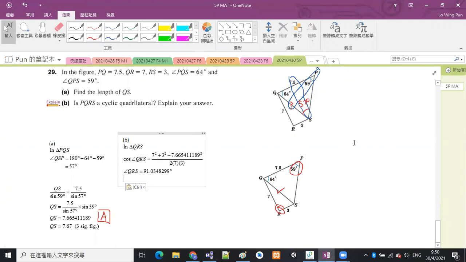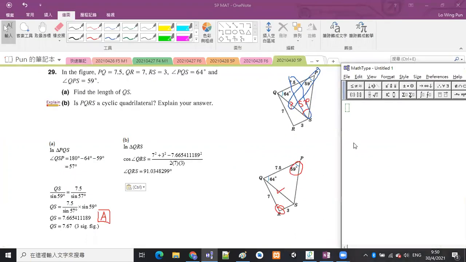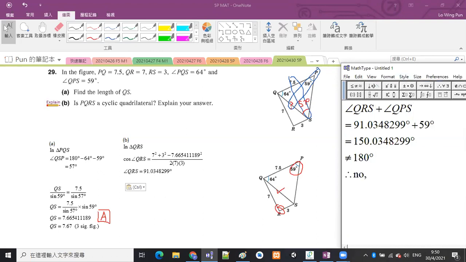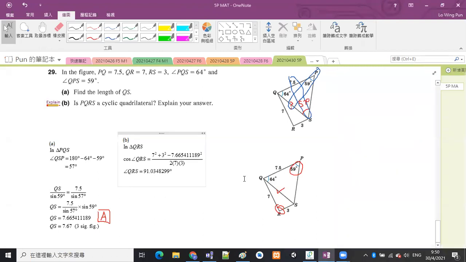And then we add this with 59 degrees. Angle QRS plus angle QPS is equal to 91 point this plus 59 degrees, which is equal to 150.0348299 degrees, which is not equal to 180 degrees. Therefore we say no, it is not a cyclic quadrilateral. And that is the final answer of part B.